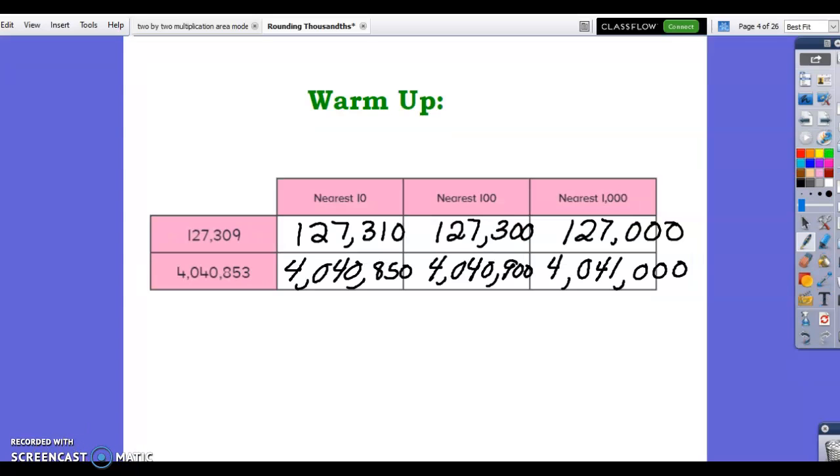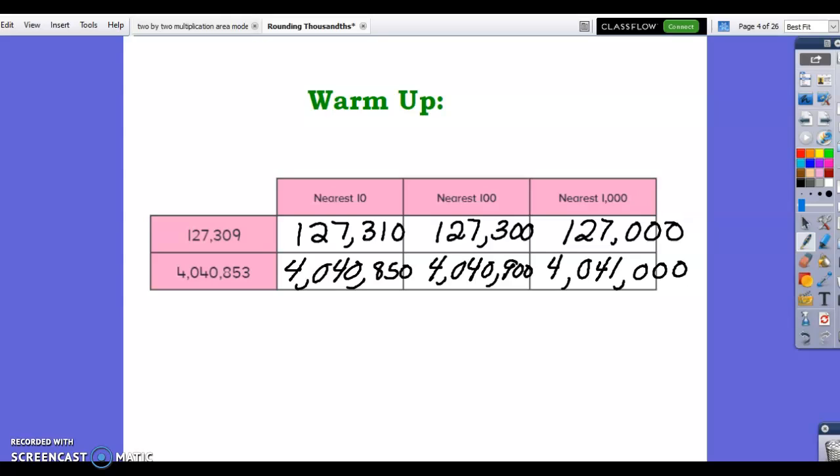Okay, so for 127,309, you should have nearest 10, 127,310. For nearest 100, you should have 127,300. And to the nearest 1,000, you should have 127,000. Check and make sure you did those correct.